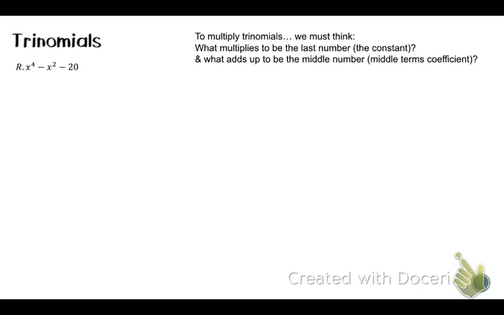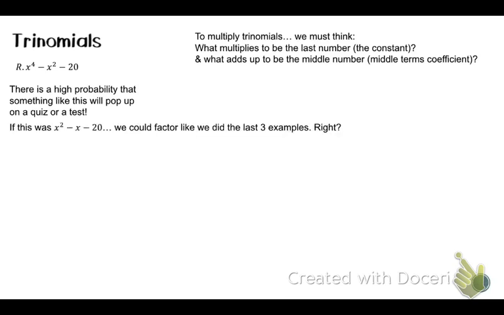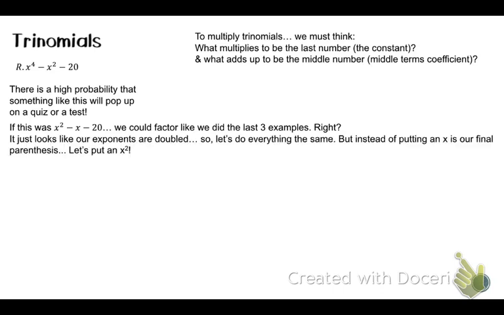Now let's do this one. There is a very high probability that something like this will pop up on a quiz or a test. This is your warning. Okay? If this was x squared minus x minus 20, couldn't we just factor this like the last 3 examples? Yeah, we could. So let's just do that. It's the same except everything's doubled, right? We just doubled the x squared, we doubled the x, and then the 0 power, you can't double that, so the constant just stayed.